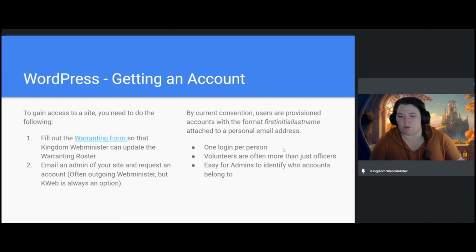So to get access to one of our websites, say you've taken on the job of a local webminister and you need to be able to log into the site and make changes. The first thing you've got to do is fill out the warranting form. Remember, we've got to be warranted. Filling out this form does two things. One, it gets your information to the Kingdom Webminister so you can get on the warranting roster. It also gives the Kingdom Webminister the information they need to provision your account.